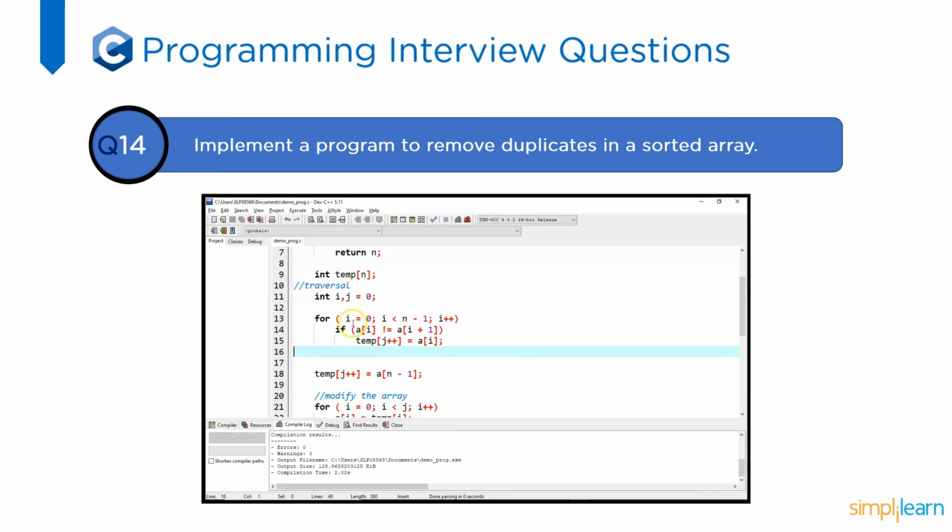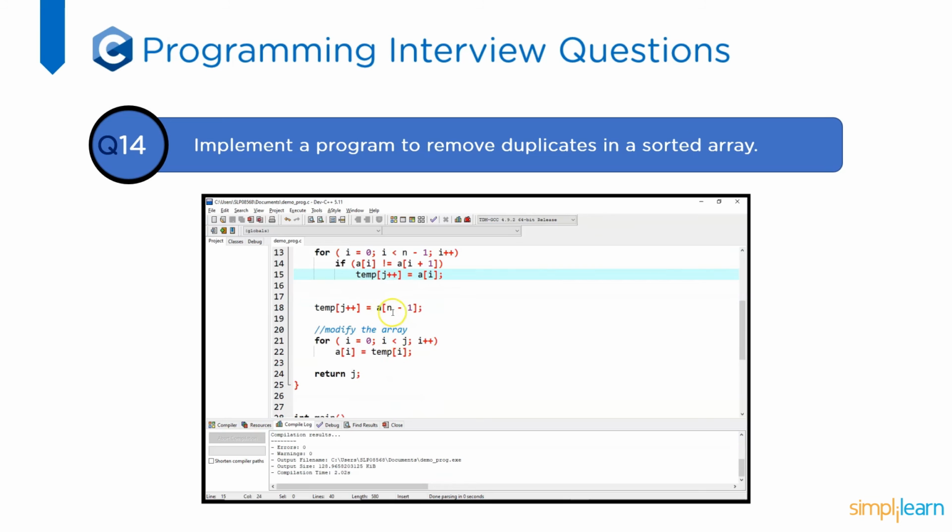So the control will travel all the array elements. Initially j is equal to 0. For i is equal to 0 to i less than n minus 1, it checks whether a of i is not equal to the next element, a of i plus 1, then it will assign a of i to temp[j++], then again assign a of n minus 1 to temp[j++].